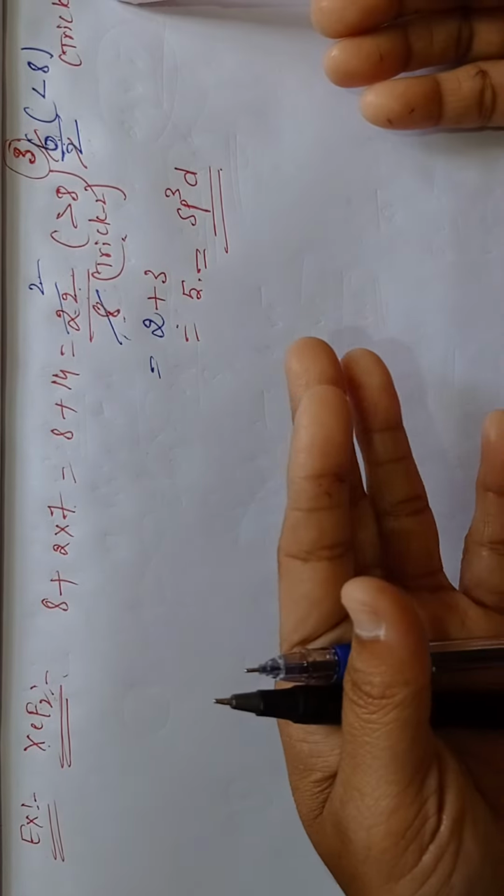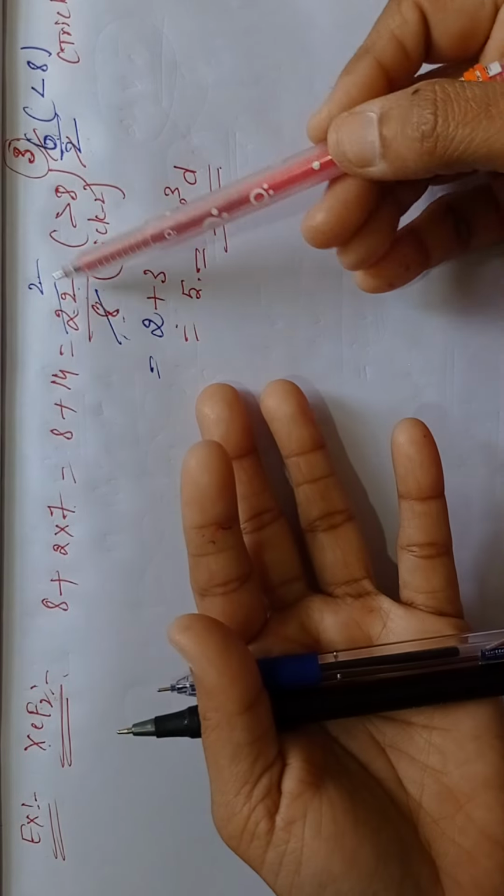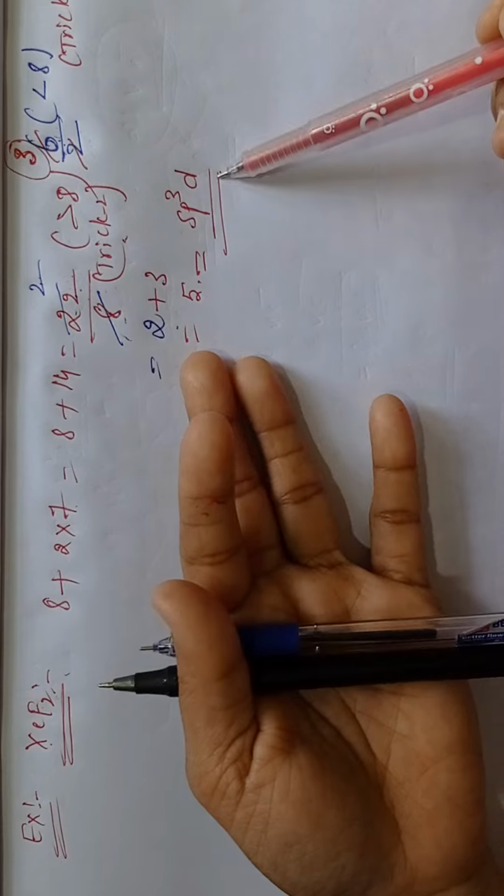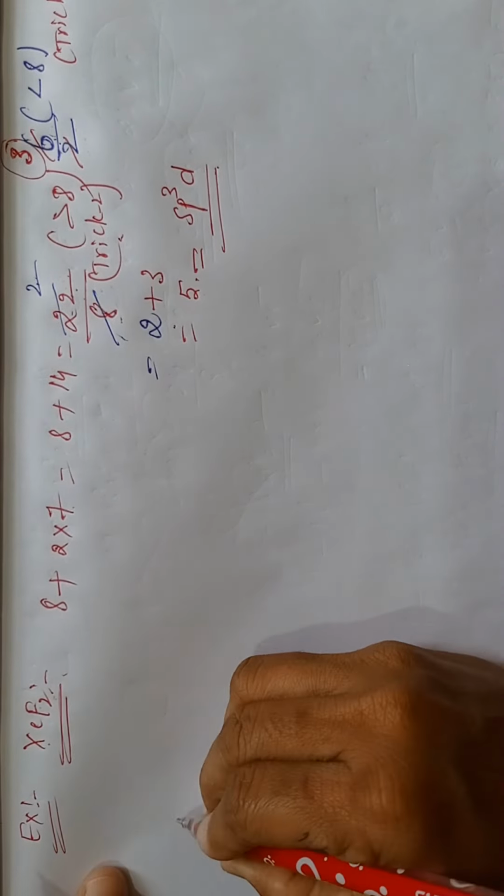That means trick number 1 you have to follow. Then here 8 2s are 16, giving 2, and here 2 3s give 3. These two values you should add, then you will get the hybridization. And one more example, see, students.